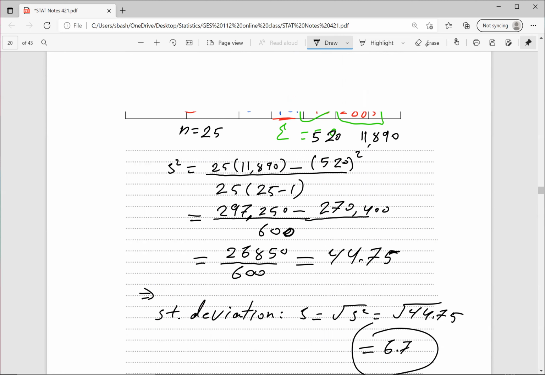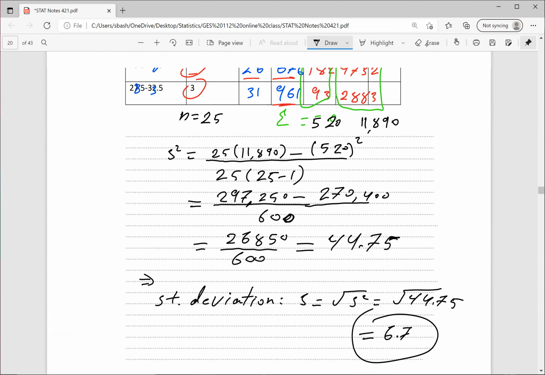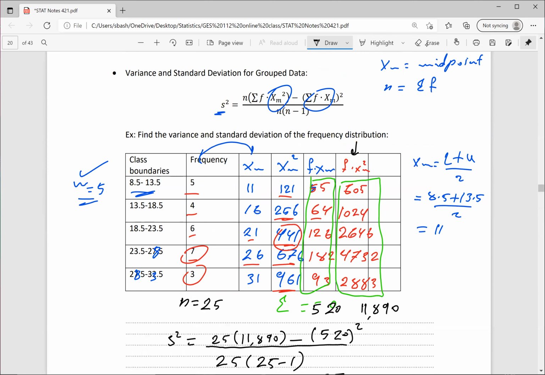So again, to find the variance, we just apply the formula. It is n multiplied by sigma of f times xm squared, minus sigma of f times xm all squared, divided by n times n minus 1. Then take the square root to find the standard deviation. This is how to find the variance and the standard deviation.